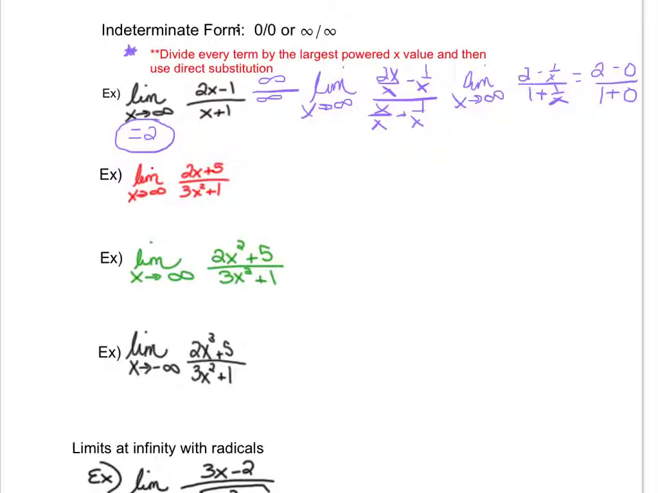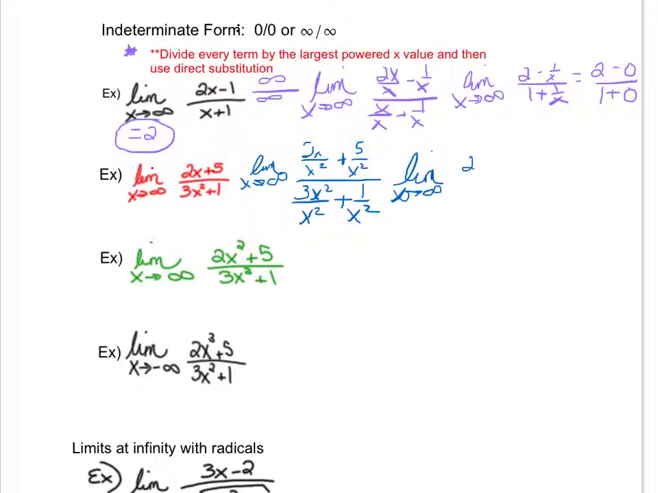x to the 2 will be my largest, so I'm going to rewrite this as the limit as x approaches infinity of 2x over x squared plus 5 over x squared, all over 3x squared over x squared plus 1 over x squared. I'm going to clean that up by simplifying a little bit, and I'll have the limit as x approaches infinity of 2 over x plus 5 over x squared, all over 3 plus 1 over x squared.